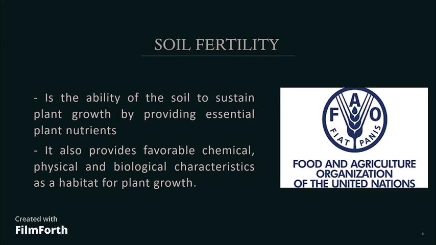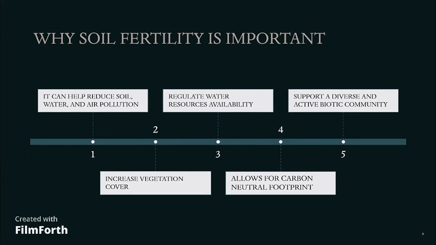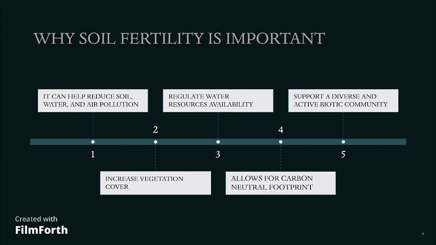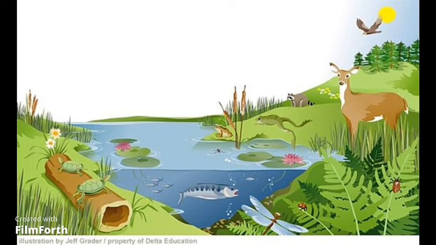The micronutrients are essentially boron, chlorine, copper, iron, manganese, molybdenum, and zinc. So why is soil fertility important? First, it can help reduce soil, water, and air pollution. Second, it increases vegetation cover. Third, it regulates water resources availability. The fourth one is it allows for a carbon neutral footprint. And the last one, it supports a diverse and active biotic community.